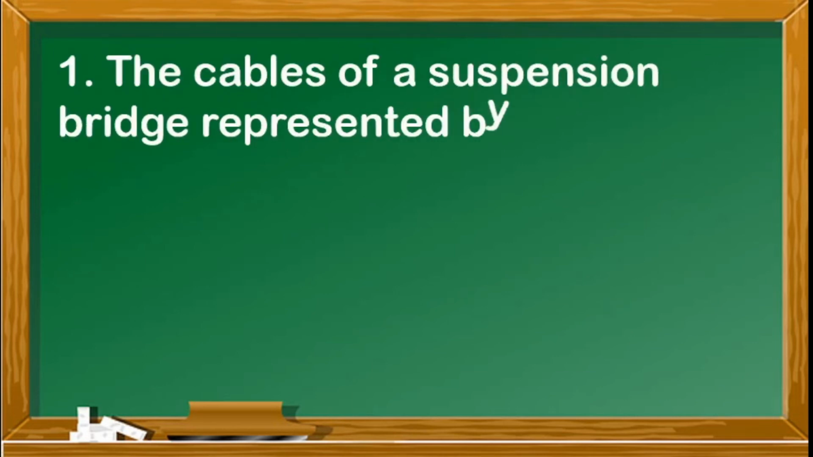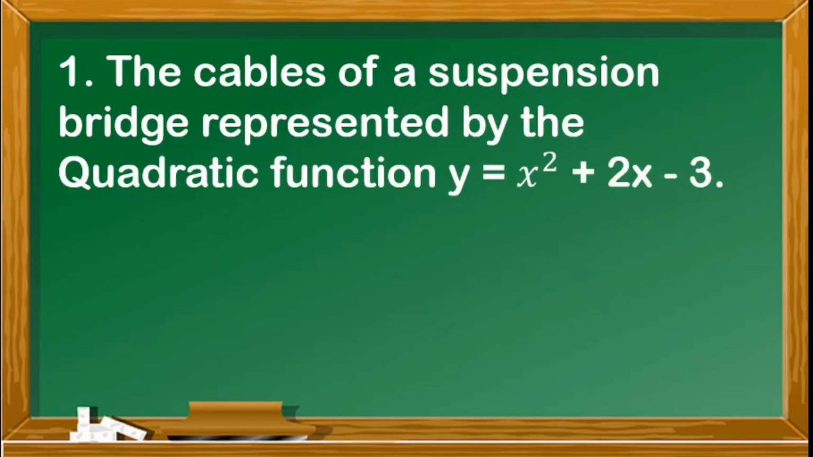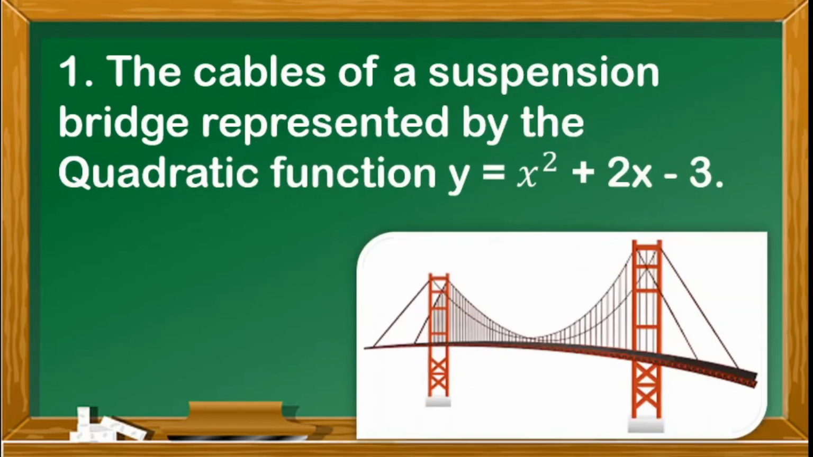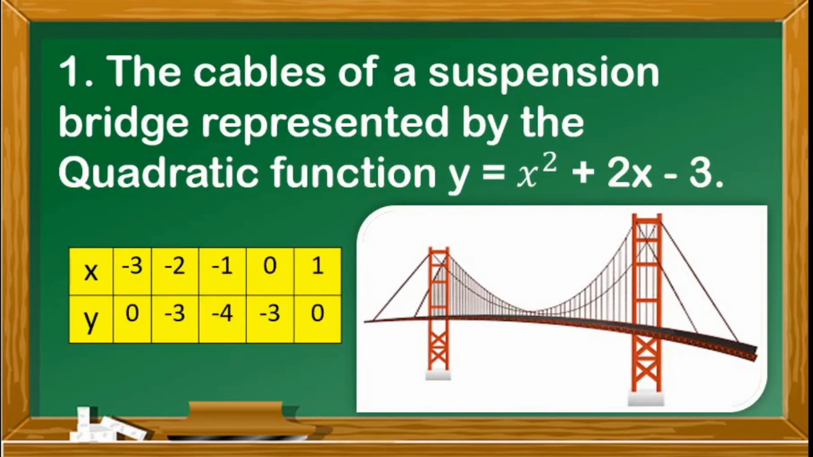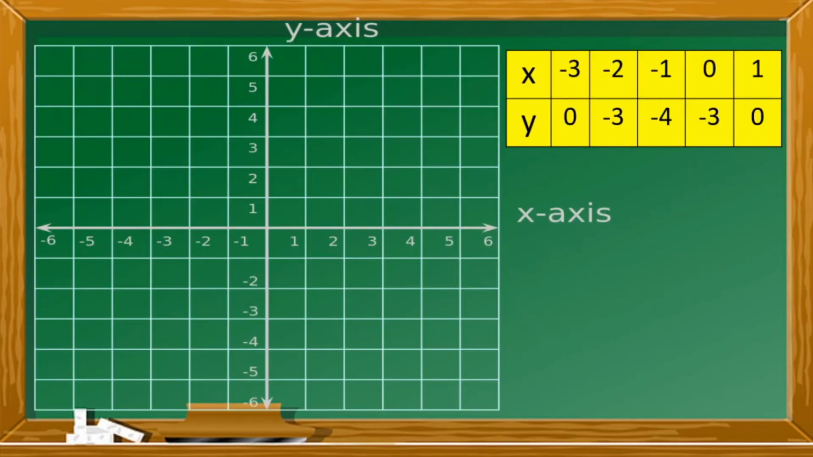Consider again the cables of a suspension bridge represented by the quadratic function y is equal to x squared plus 2x minus 3. To represent the graph of this quadratic function, let us use the table of values we have previously done. Step 2. Plot the points on the Cartesian plane. Let's start with the first coordinates. -3, 0, -2, -3, -1, -4, 0, -3, and the last coordinates 1, 0.